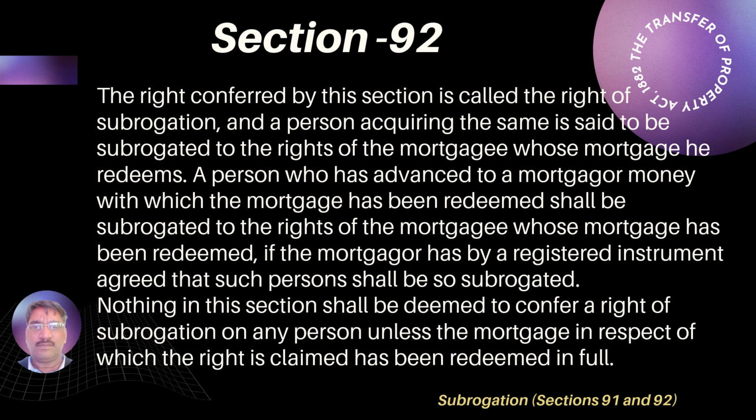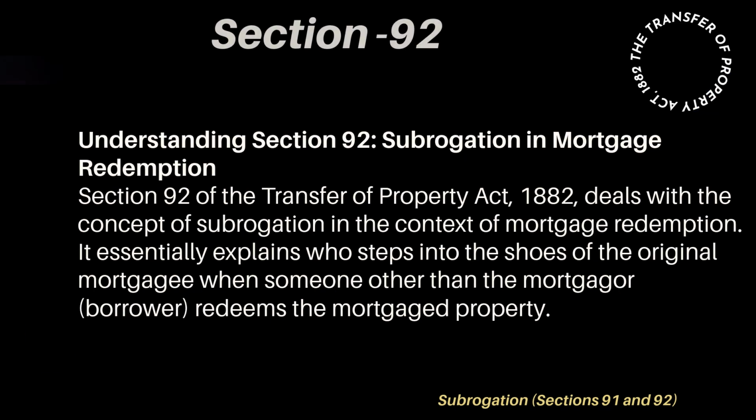A person who has advanced to a mortgager money with which the mortgage has been redeemed shall be subrogated to the rights of the mortgagee whose mortgage has been redeemed, if the mortgager has by a registered instrument agreed that such persons shall be so subrogated. Nothing in this section shall be deemed to confer a right of subrogation on any person unless the mortgage in respect of which the right is claimed has been redeemed in full.